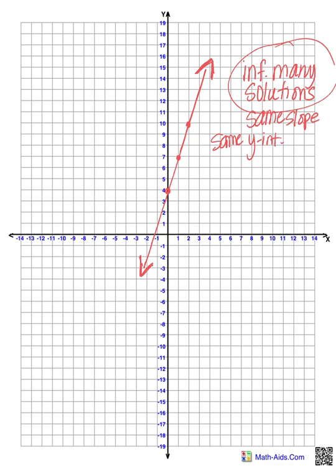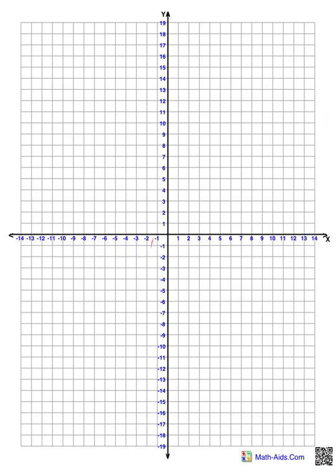So that is another possibility. So that is what your graphs are going to look like and how you interpret the answers to those graphs. Okay, now I'm going to show you how to actually solve a problem from scratch.